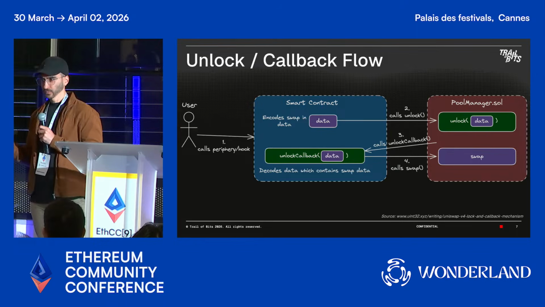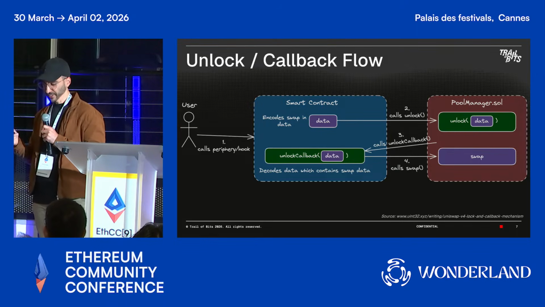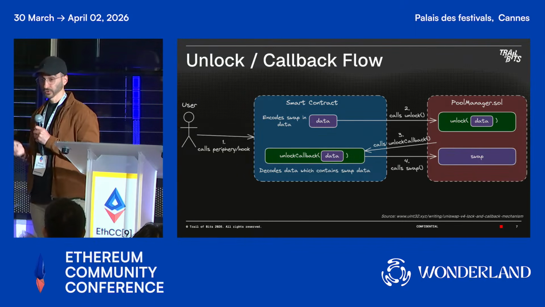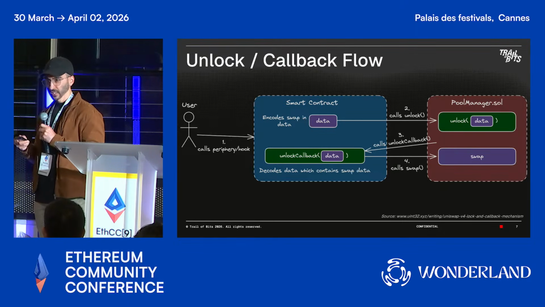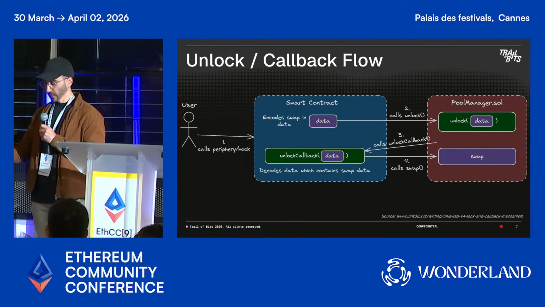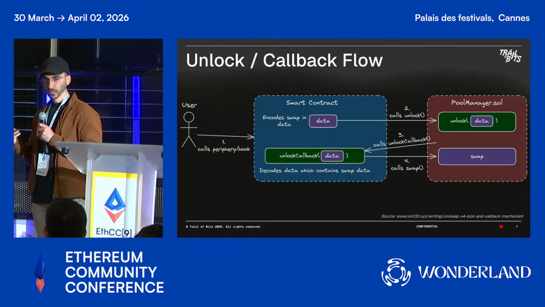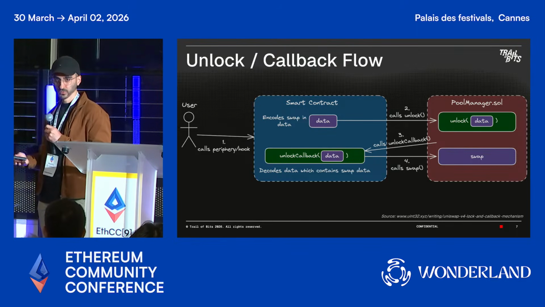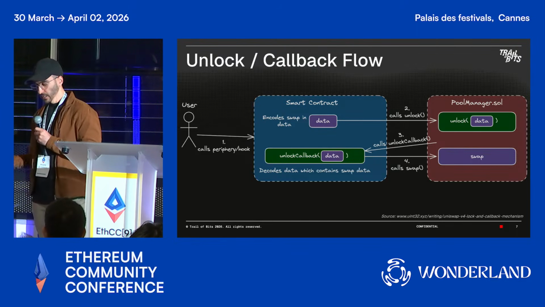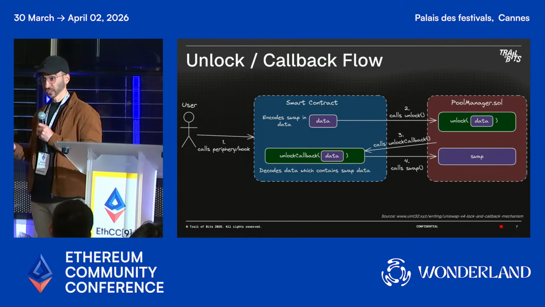In UniV4, compared to UniV3, everything happens in what they call a session. So a session starts with your hook or your contract calling the unlock function on the pool manager, which will trigger an unlock callback, calling back into your hook. And this is where your data will happen, and this is where all the flows of the user will be happening. So you will be swapping, you will be adding liquidity, removing liquidity. It kind of works like a flash loan.